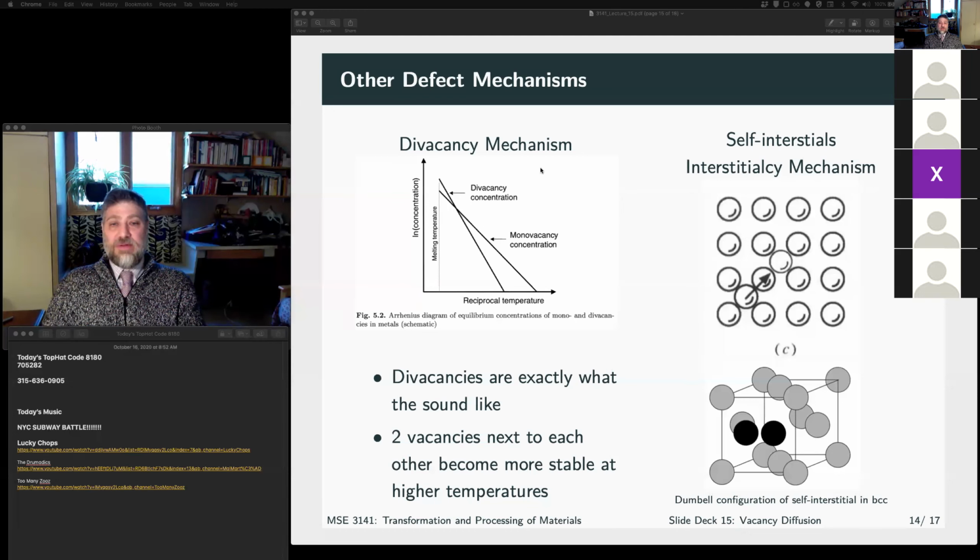Okay. So we have some other defect mechanisms. Some of these appear in metals, so we have divacancies, right? Divacancies are exactly what they sound like, right? At close to the melting temperature, it's actually energetically favorable for two vacancies to come next to each other than it is for two separate vacancies, right? But this is really only at very high temperatures when the vacancy concentration is fairly high, right?